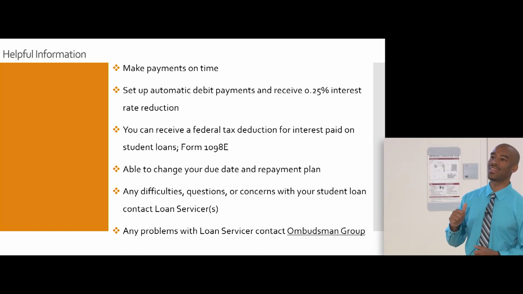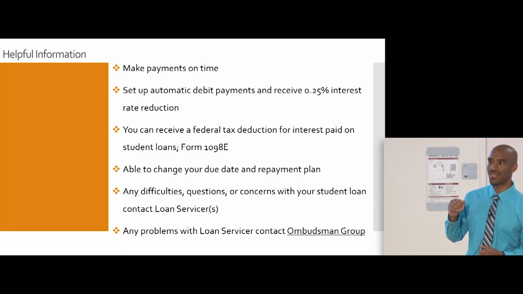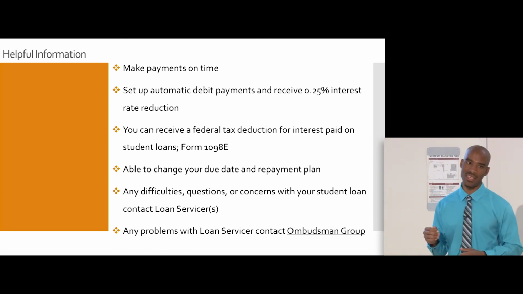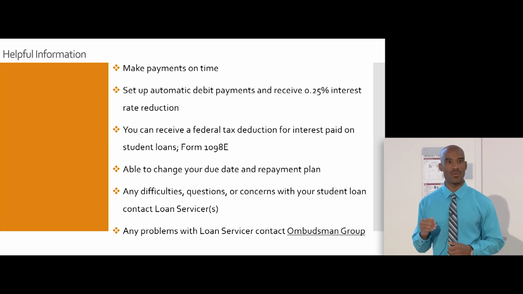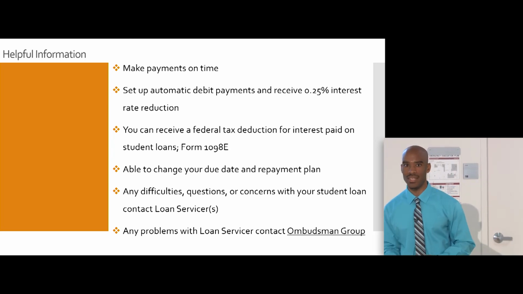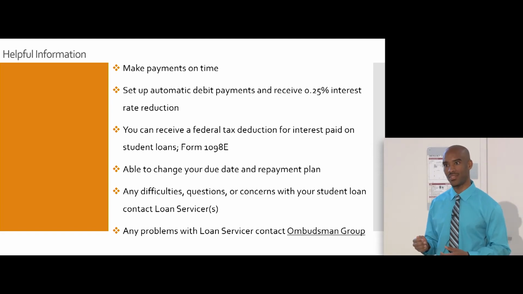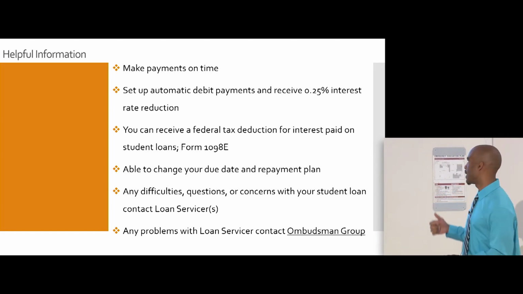You can receive a 1098-E form. If you pay $600 or more, they will automatically send that form to you. Anything below that amount, just call them and request it, and they will send that information to you. Again, 600 or more, it will be sent to you. Anything below that, call them and they can get that to you.